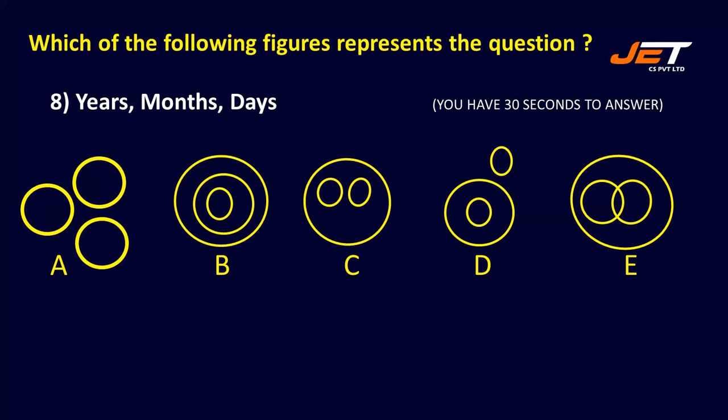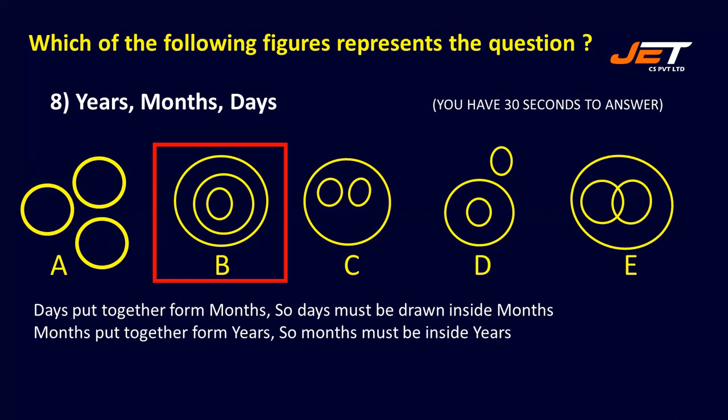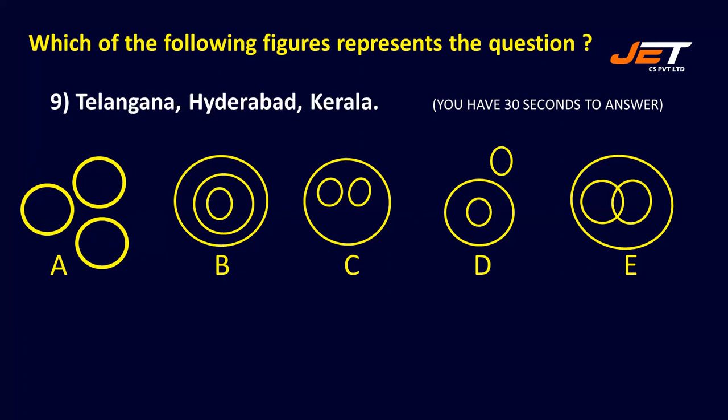So 5 options are given. We need to choose the correct option. Yes. The correct option is B, because days put together forms months. So days must be drawn inside months. Months put together forms years. So months must be drawn inside years. Right? So with this, the next is Telangana, Hyderabad, and Kerala.